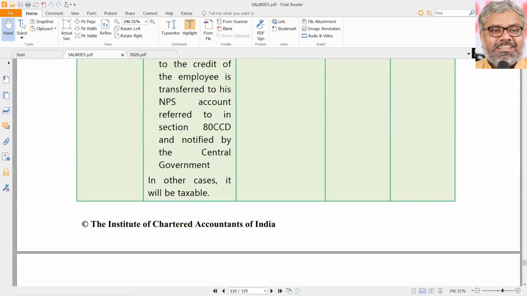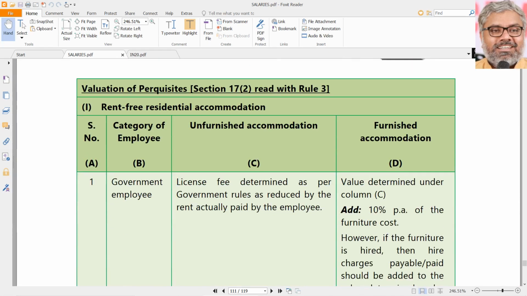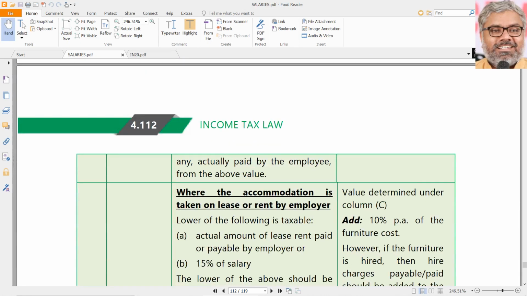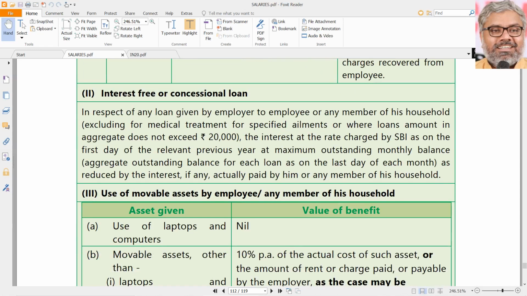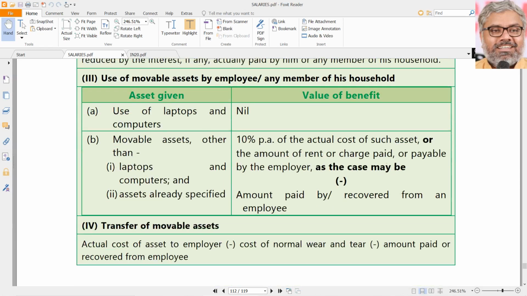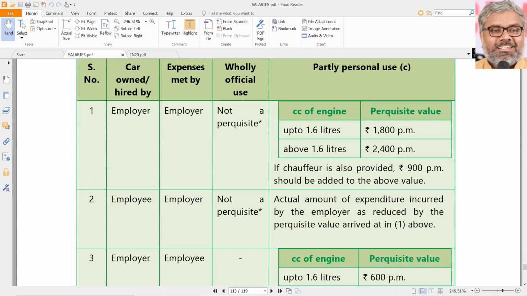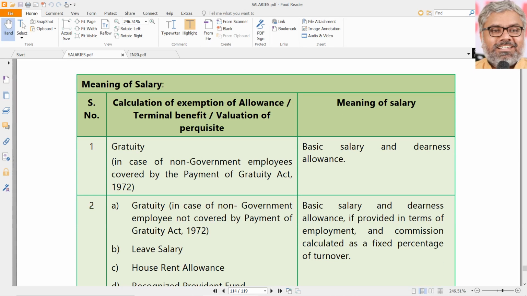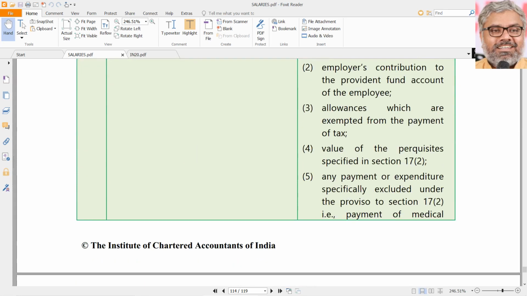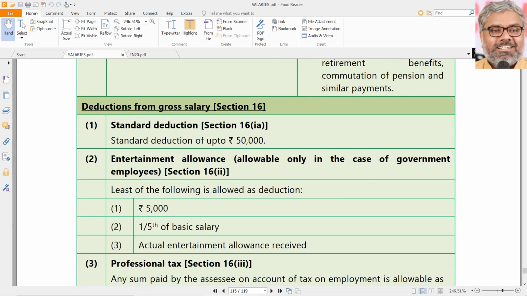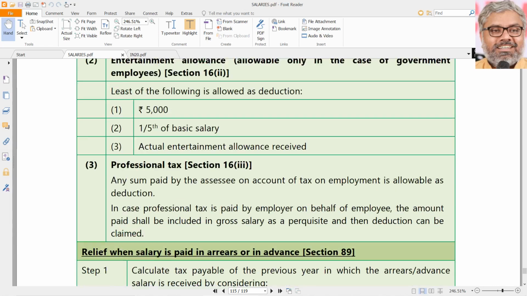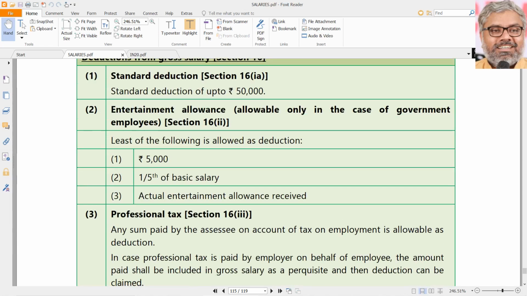And when it comes to the major aspect of perquisites, the valuation of rent-free accommodation is the most important rule in the valuation of perquisites, with different situations. Similarly, interest-free loan or concessional loan, use of movable assets, transfer of movable assets, and the motor car perquisite, another very important calculation. In the same way, the meaning of salary under different circumstances is also mentioned here in the summary of the chapter in the ICAI material. And deductions, of course, section 16(ia), (ii) and (iii) are already there. The relief part, you can leave it for now, that can be discussed separately. That has nothing to do with the computation of income from the head of salaries. So that is a separate discussion altogether.